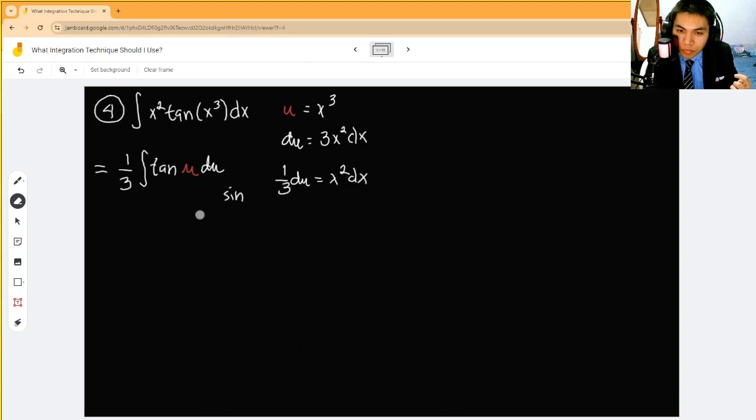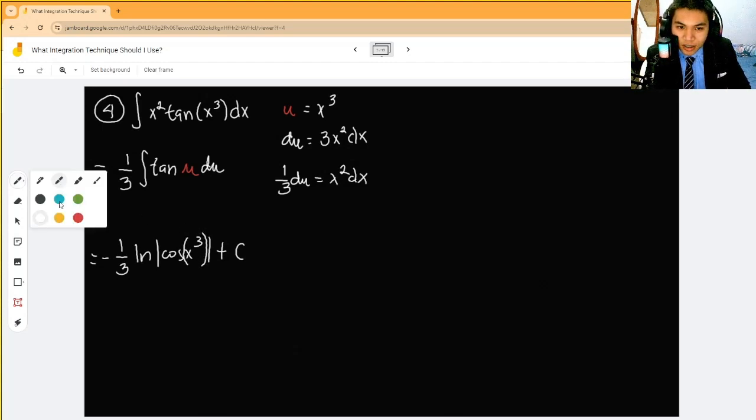So by definition, the integral of tangent, let's just go straight to the final answer. The integral of tangent u is the negative ln, so I put a negative here, and then the ln of cosine, and our u, apologies, is x cubed. Put plus c, we're done. Let's put a parenthesis here though, so we can distinguish it. Okay, we're done.